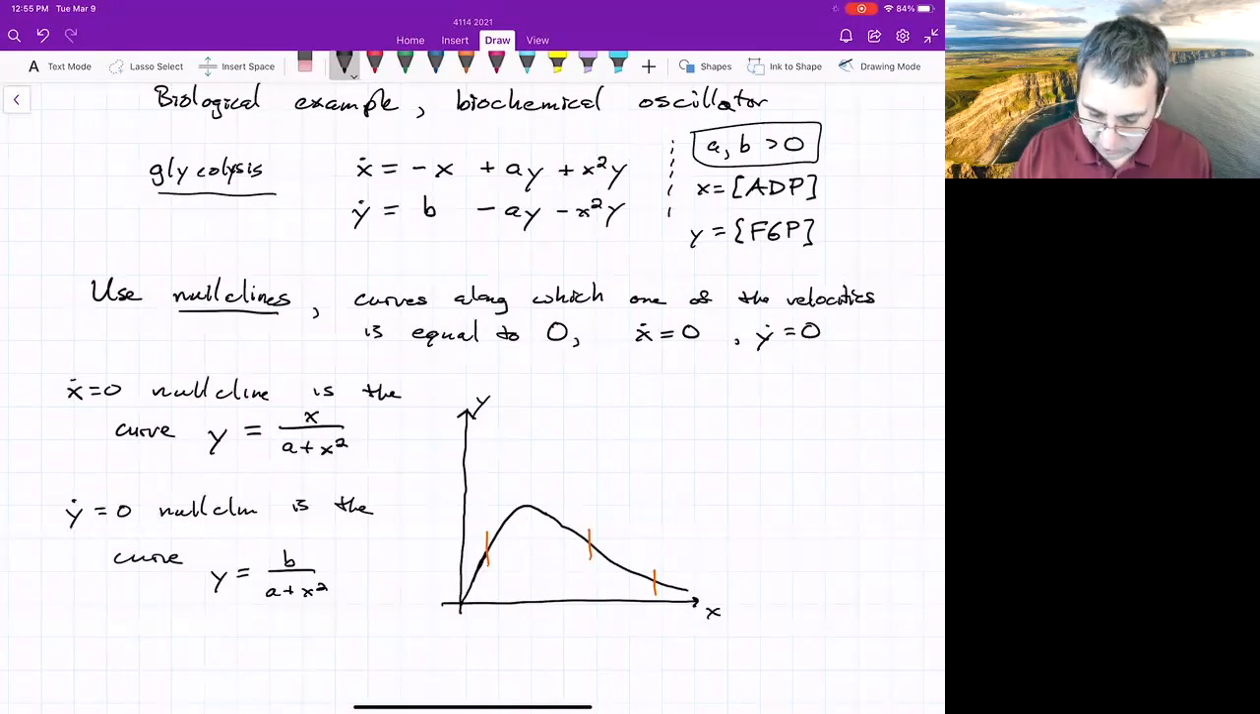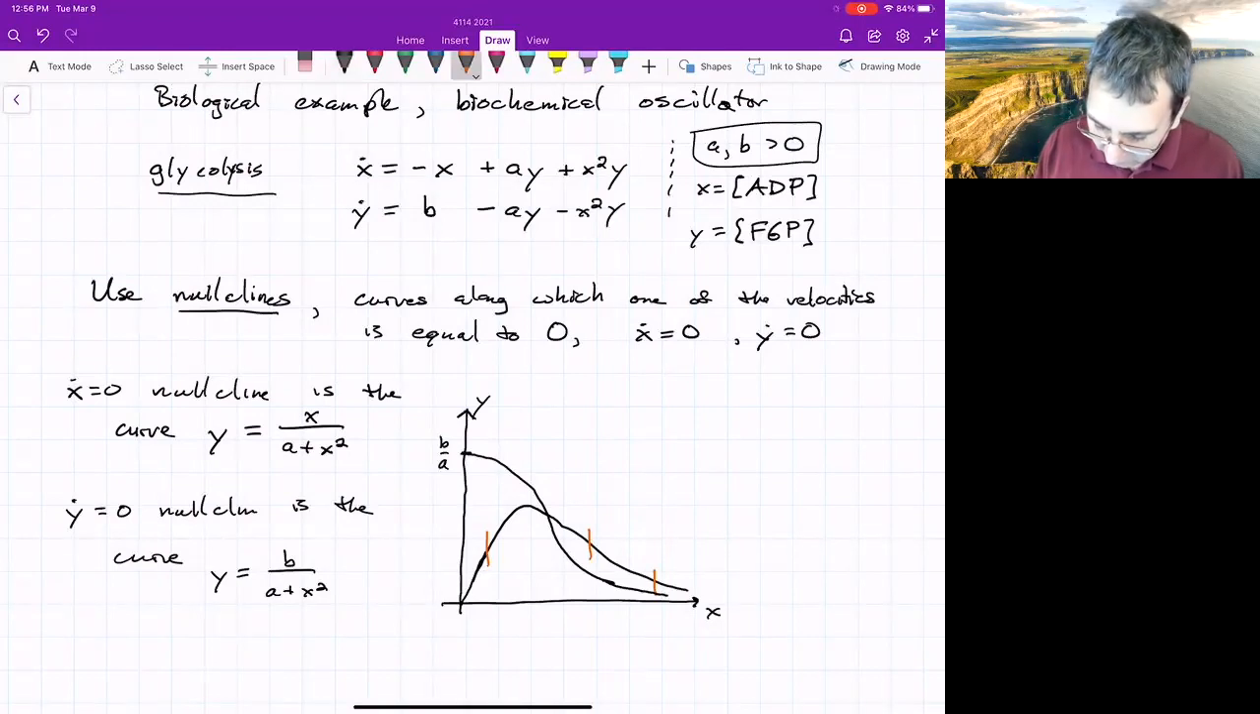Y dot equals 0. Instead of x on top, it's got b. So at x equals 0, this starts out at b over a. And it just goes down. The details of how it goes down depend on a and b. But for large x, it's actually going to be lower than the x dot equals 0 nullcline. And along there, the vector field is just pointing horizontally. Again, we don't know what direction to put the arrows yet. We can maybe figure that out at some point.